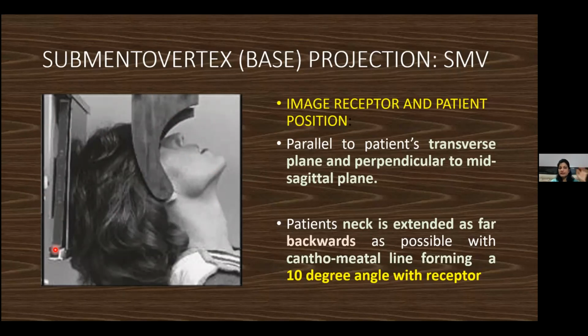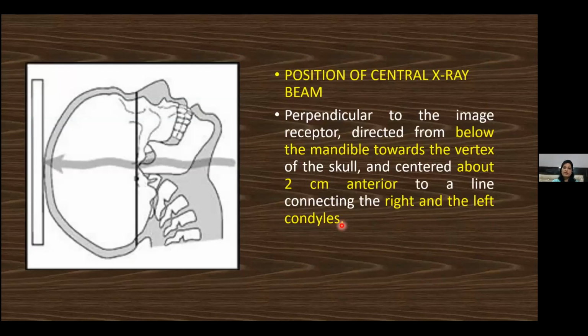Acanthiomeatal 10 degrees, neck is extended backwards and the film is placed parallel to the transverse plane. This is my transverse plane. So I have placed the film parallel to my transverse plane with the neck extended as far backwards as possible. Now, can you tell me for what patients this view is contraindicated? I'm telling you the neck is extended so far backwards. Cervical patients. Right. So this was again a question. You have to remember, I will not do this for those patients. Right. So now the central X-ray, where is the central X-ray directed?